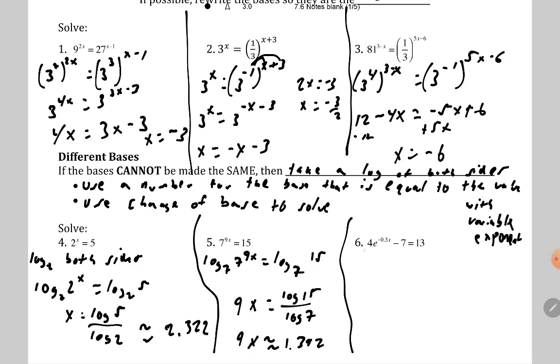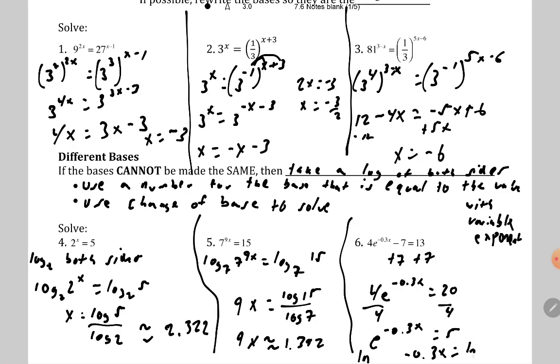Okay, number 6. We're going to try to get the e component by itself. So I'm going to add 7 over, and I have 4e to the negative 0.3x equals 20. And then I'm going to divide both sides by 4. So I have e to the negative 0.3x equals 5. The opposite of e is to take the natural log of both sides. So I'll have negative 0.3x equals natural log of 5. You can put that in your calculator, divide by negative 0.3, and you'll get your answer.